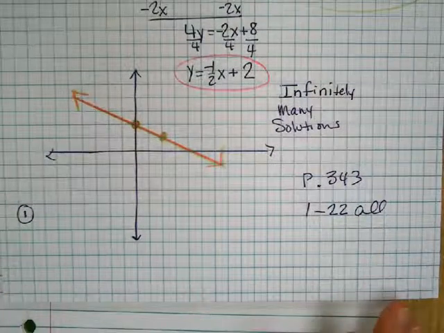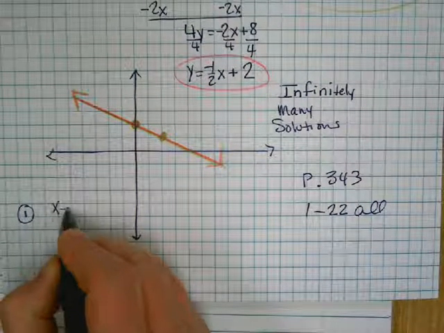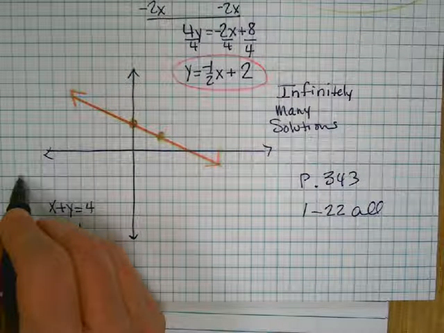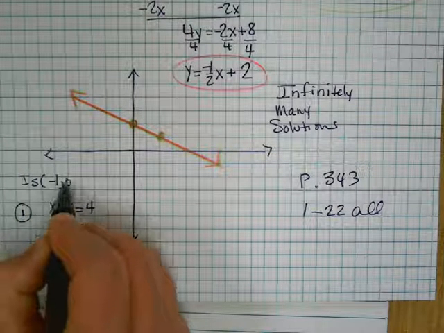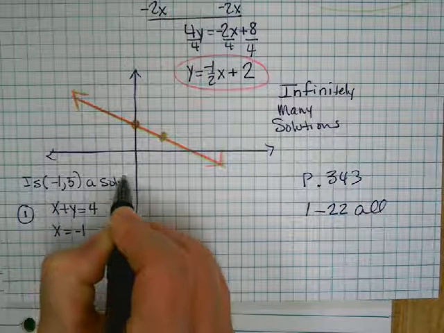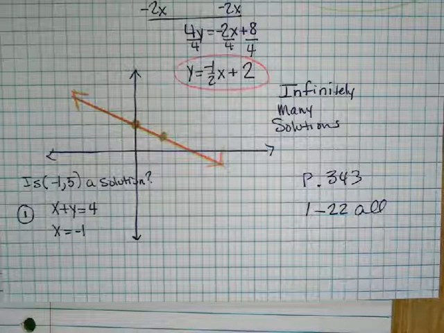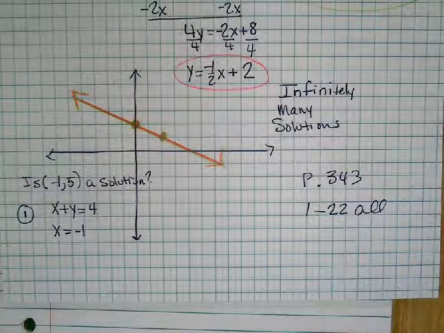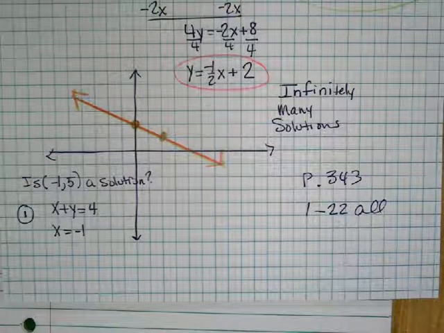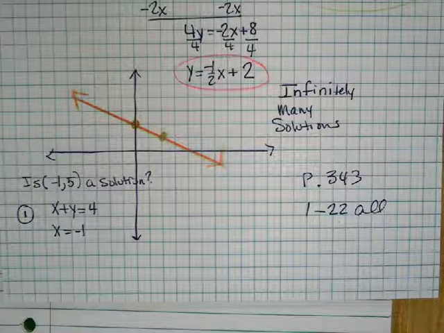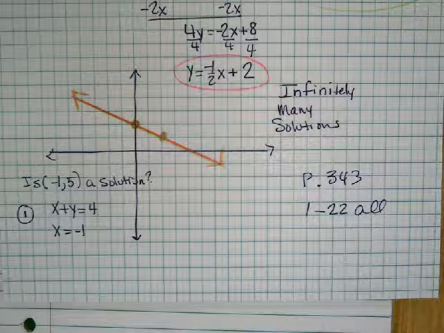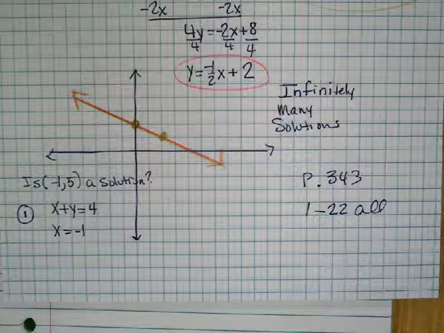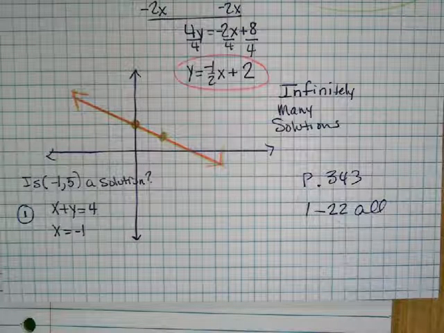Okay, here we go. Question 1 says, x plus y equals 4, x equals negative 1. Is negative 1, 5 a solution? I know you don't know what that means, so we're going to talk about what that means. I want you to understand before you get out of here what that means. If negative 1, 5 is a solution, then if you plug the values from that ordered pair into the equation, it will cause the left side to equal the right side. They will be equal. So let's test it in that first equation.